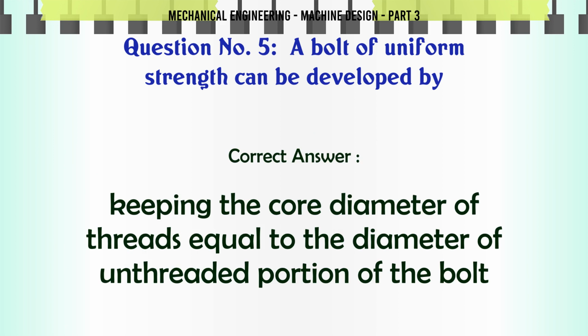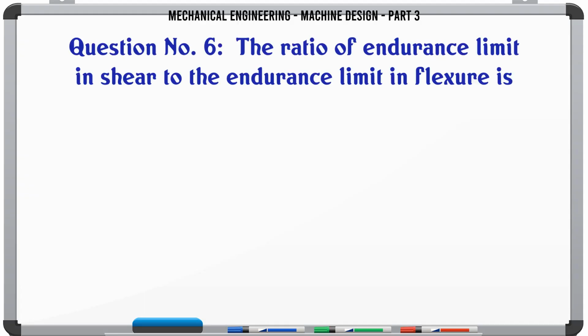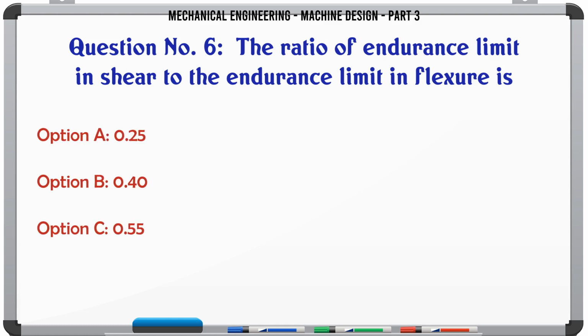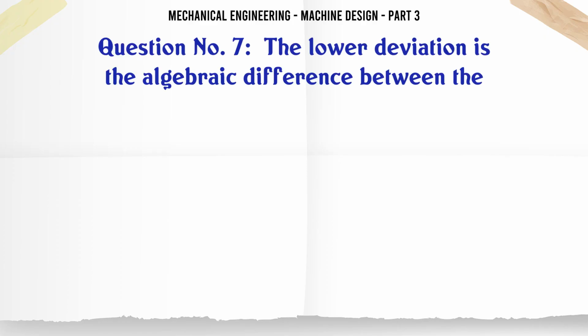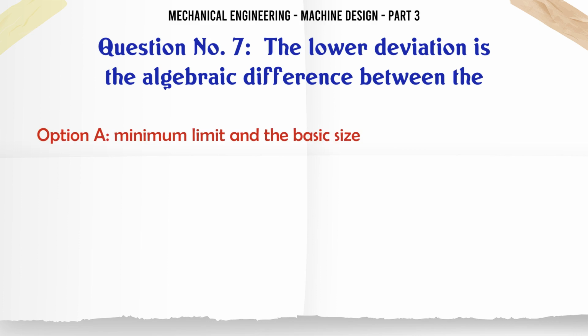portion of the bolt. The ratio of endurance limit in shear to the endurance limit in flexure is A. 0.25, B. 0.40, C. 0.55, D. 0.70. The correct answer is 0.55.